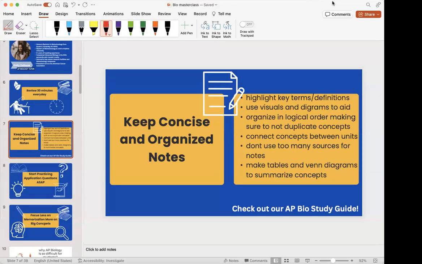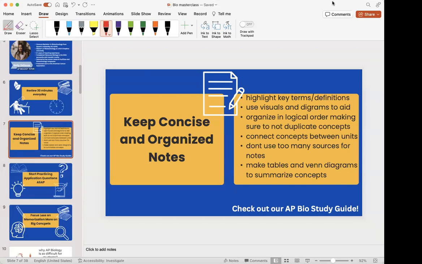So a lot of students tell me, well, I just highlight everything, I write down everything. And I'm telling you that you do not have to do that, especially for the AP exam. It's going to waste a lot of your time. And so keeping the most concise, organized notes as possible is going to be best for your study process. Now, I have a couple of key tips in terms of how to keep concise and organized notes.